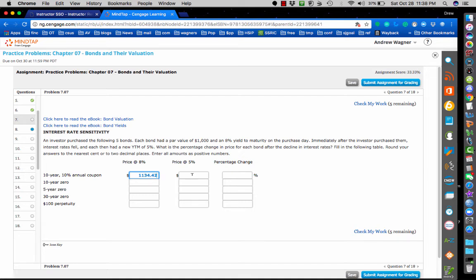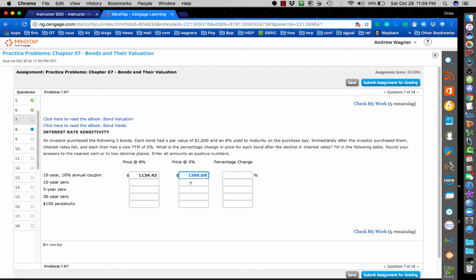Now to get the price at 5%, all I need to do is change I to 5. Press 5, then I/Y, and the CPT button and PV. I'm getting 1386.086, so 1386.09 rounded off. The percentage change would be the second column over the first column minus 1, or second column minus first column divided by first column. Either way you want to do it.